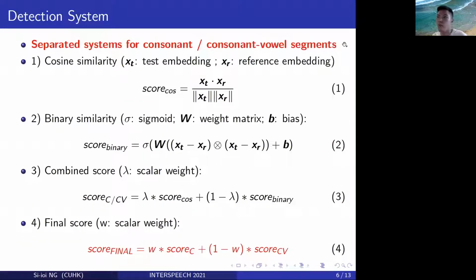Regarding the details of the computation of similarity scores, for each pair of segments, that means a test segment and a reference segment, we compute the cosine similarity and the binary similarity. After that, we can linearly combine the binary and cosine similarity scores for each consonant or consonant-vowel test segment. Furthermore, we may also fuse the scores calculated from the consonant and consonant-vowel segments of the test speech and derive the final score for the detection.